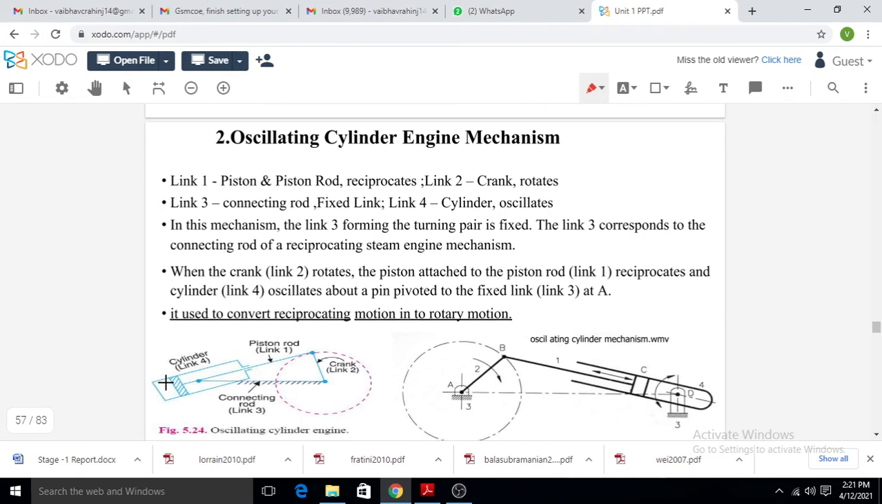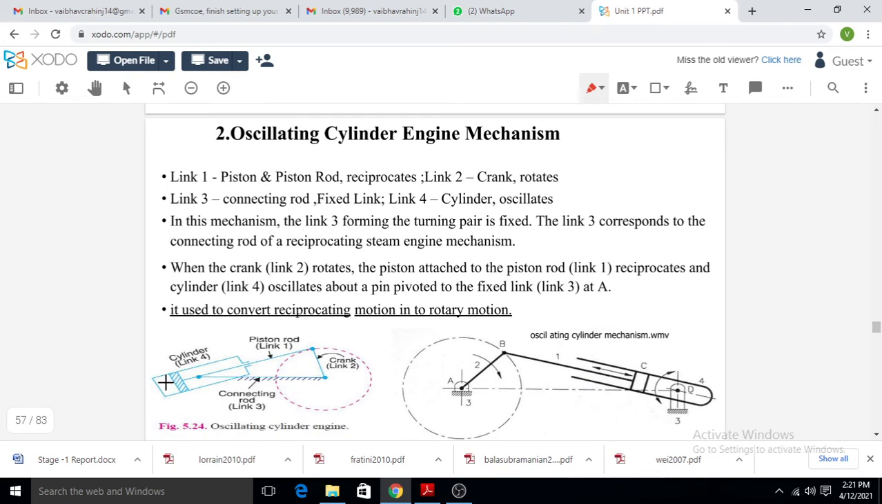The next inversion is the oscillating cylinder engine mechanism. It is another type of inversion of the single slider crank mechanism. It is also called the oscillatory cylinder engine mechanism. Here also 4 links are present. See here, link 1 is the piston rod, link 2 is a crank, link 3 is a connecting rod, and link 4 is a cylinder.